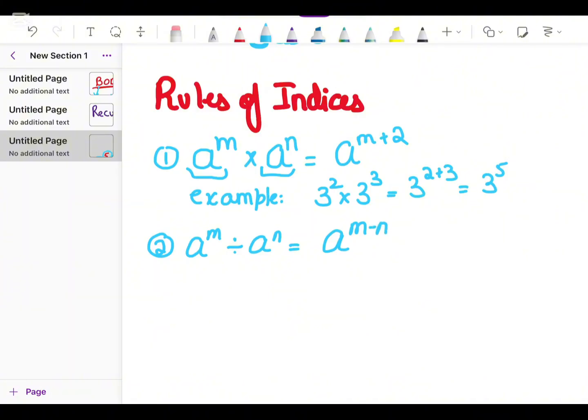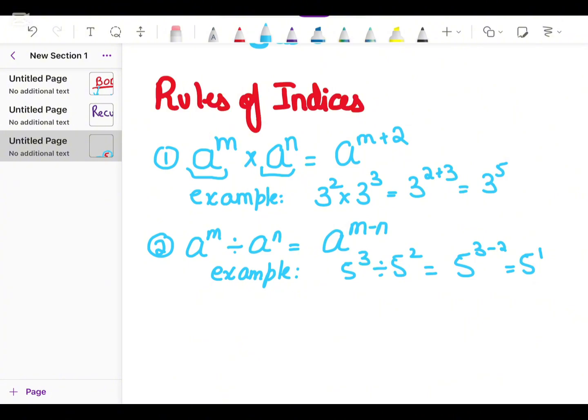For example, the question is 5 raised to the power 3 divided by 5 raised to the power 2. Then simply, both have the same base, so you have to subtract the powers. So 5 raised to the power 1 will be the final answer. Okay, so I hope everything is clear in this part.